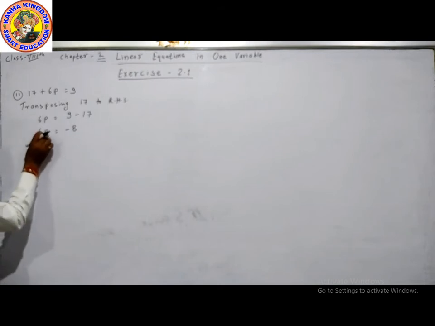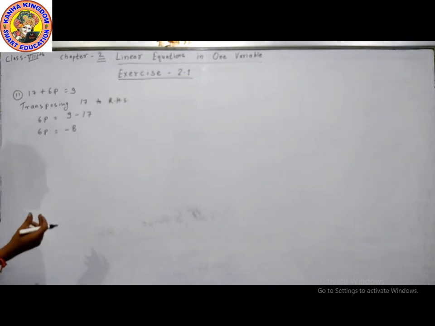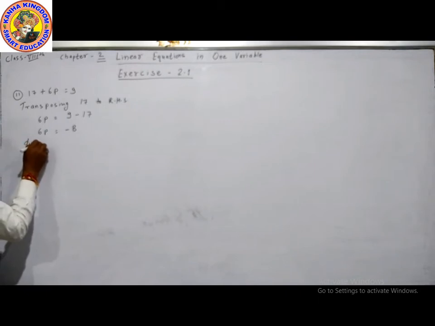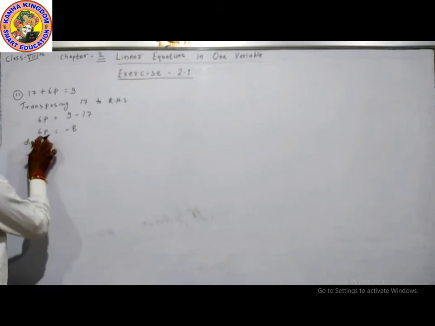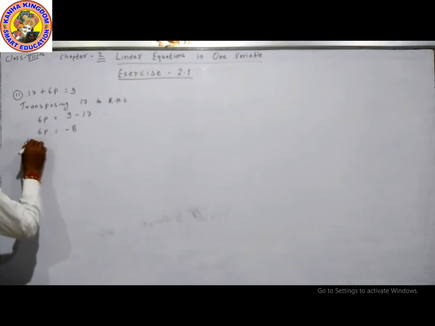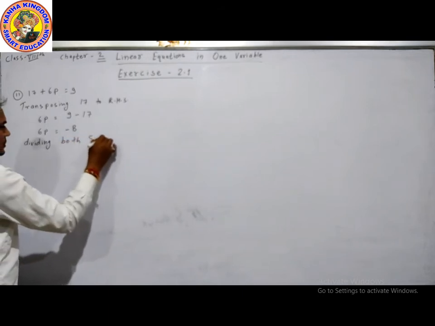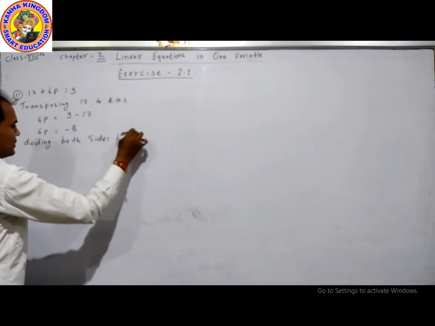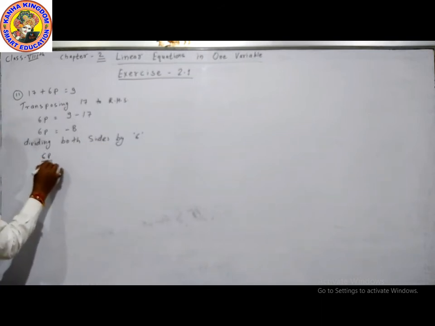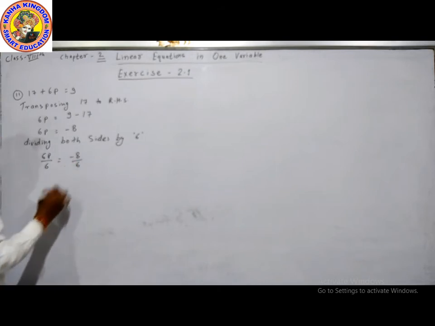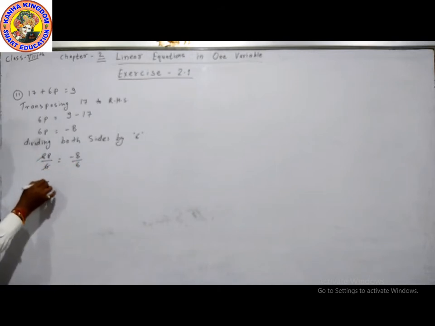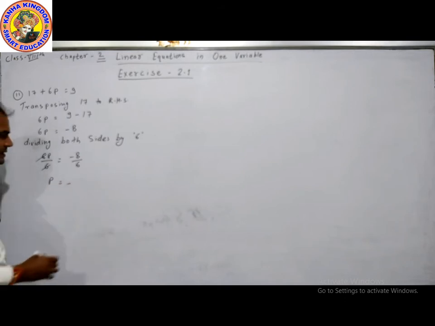Then p will be a single value. We have to remove 6. This is a multiply term, so we have to divide both sides by 6. 6p upon 6 is equal to minus 8 upon 6. Here 6 and 6 will be cancelled. p is equal to minus.